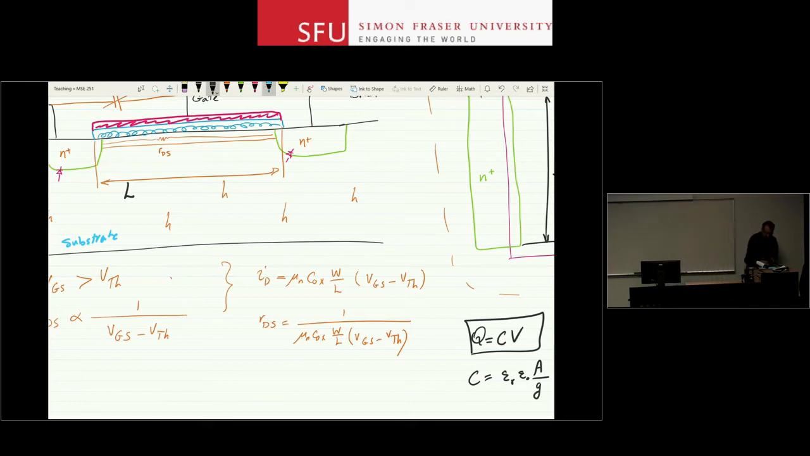What sets it? Well, a couple of important parameters. So epsilon naught is a property of the material, so we don't touch that. C oxide that we use here is unit capacitance.